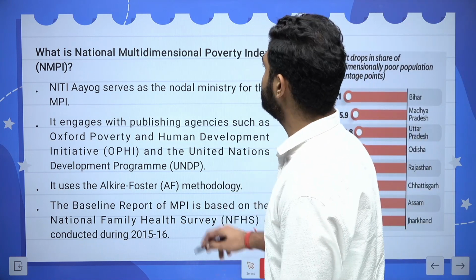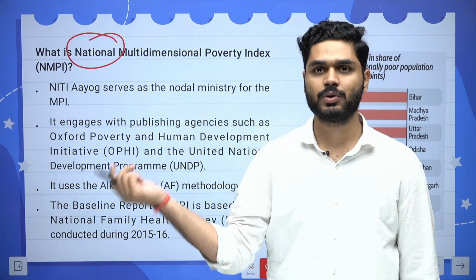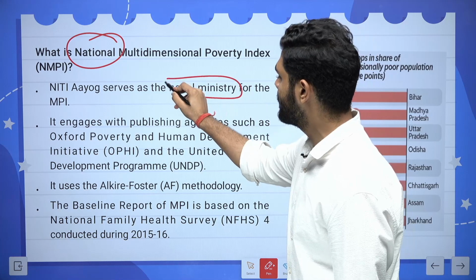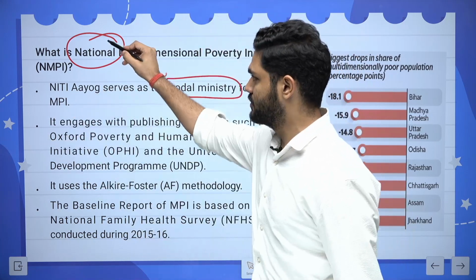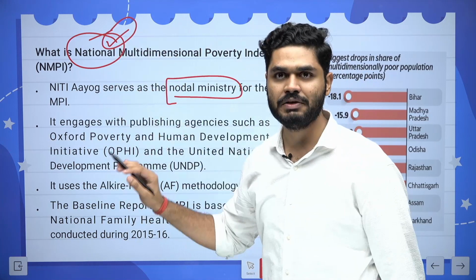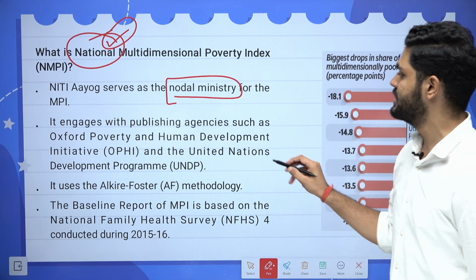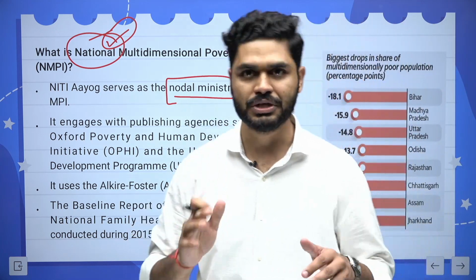Now, what is National Multidimensional Poverty Index? This is which NITI Aayog releases. So NITI Aayog serves as the nodal ministry for this particular initiative, for this particular multidimensional index, which would be launched nationally, which would be released nationally, and it engages publishing agencies. Now these are the two agencies with which NITI Aayog engages to release this report.